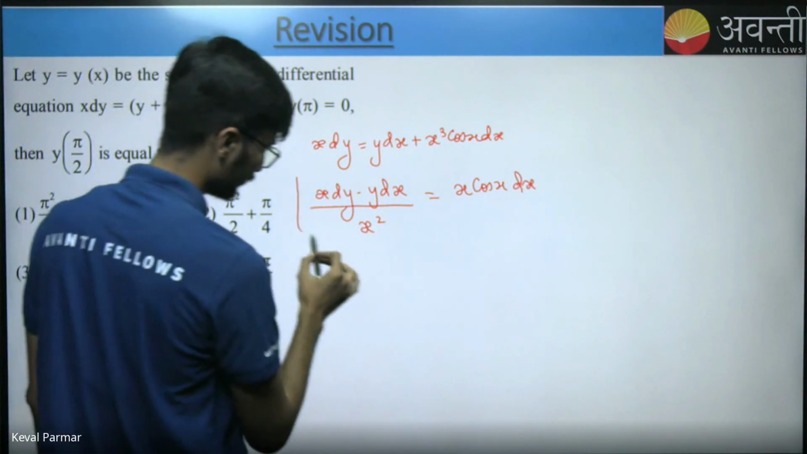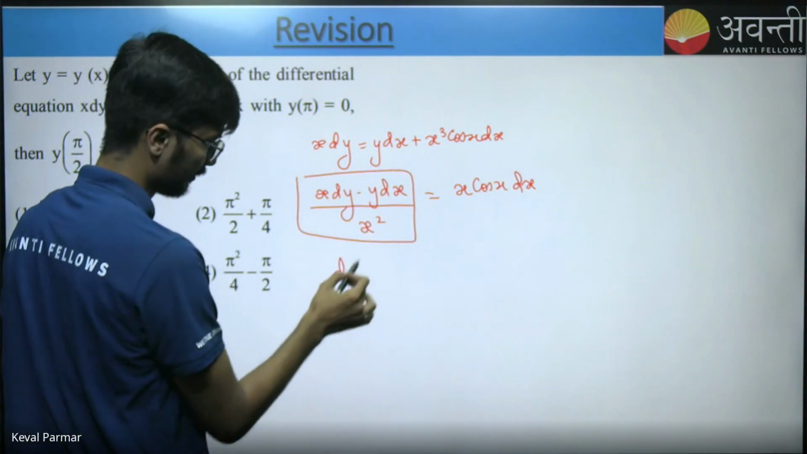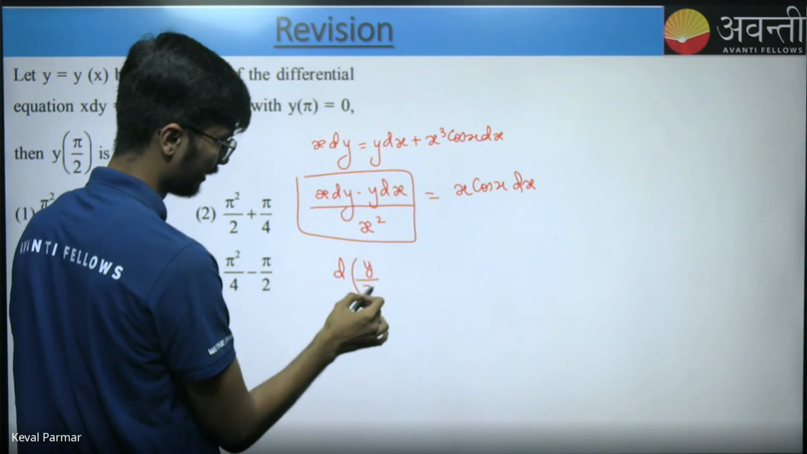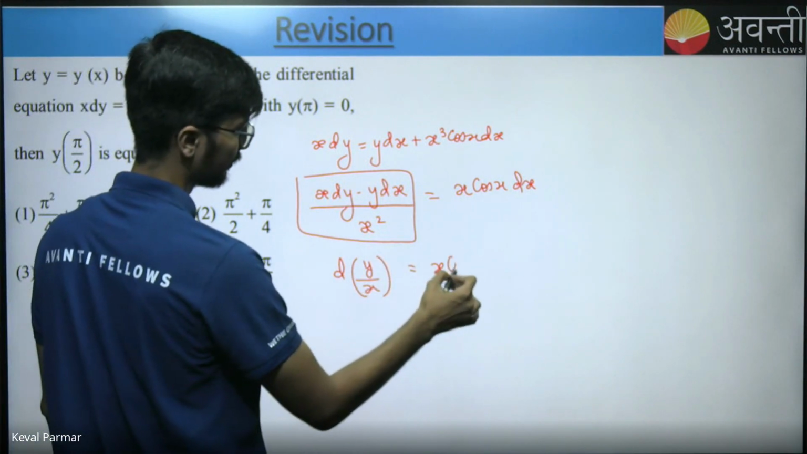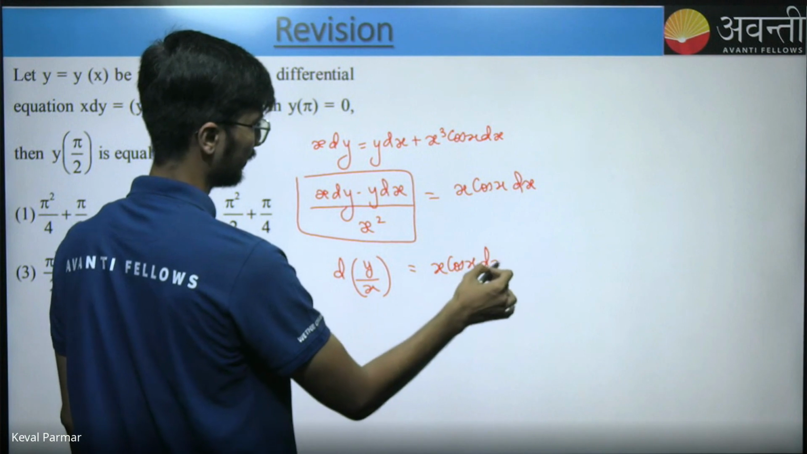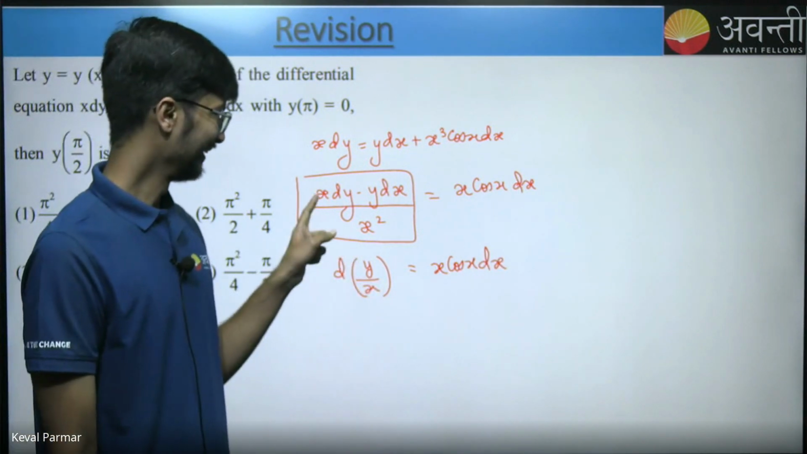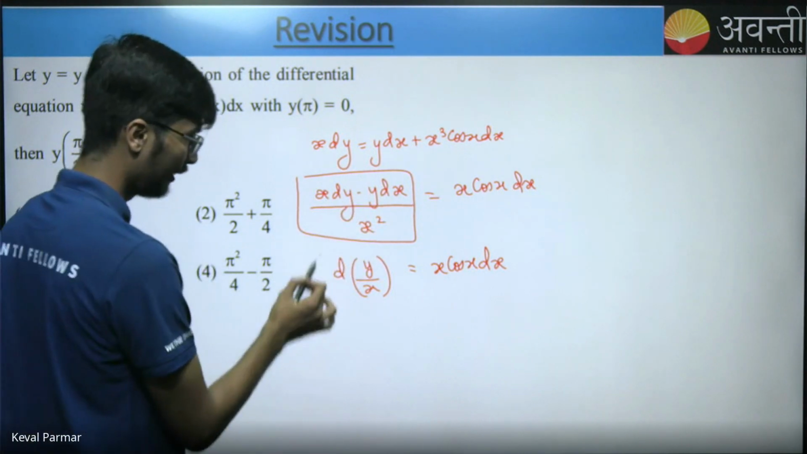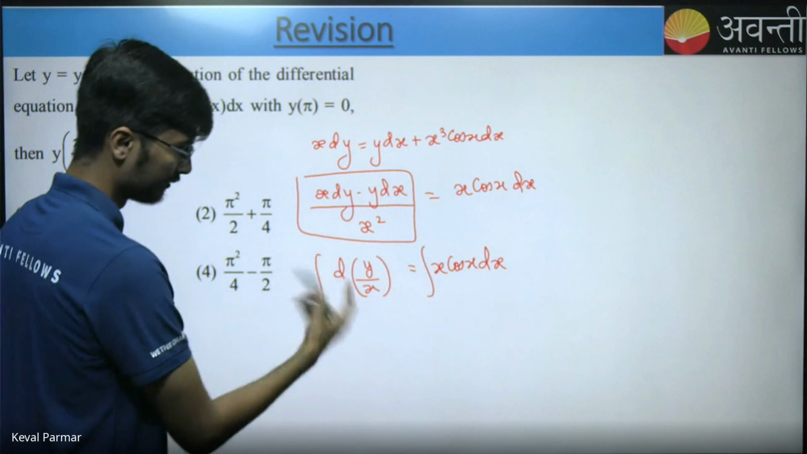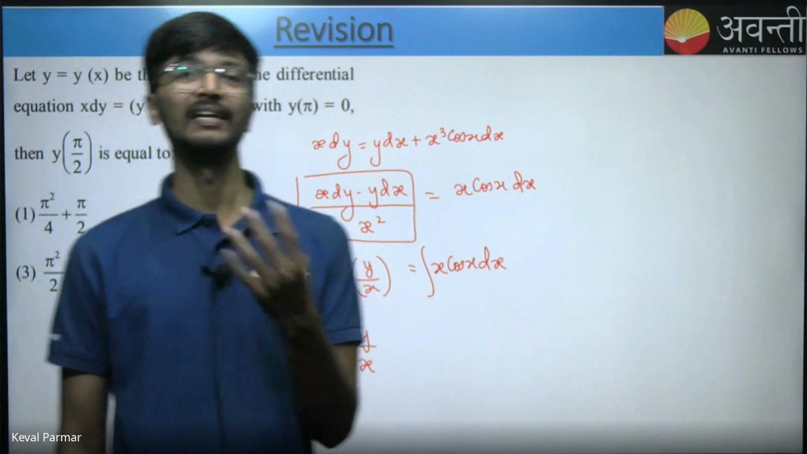What is this, guys? This is a very special derivative, which is the derivative of y upon x, equal to x cos x dx. Derivative of y upon x is v derivative of u minus u derivative of v upon v square. If we now integrate on both the sides, this will directly become y by x. No need of that integrating factor and all.